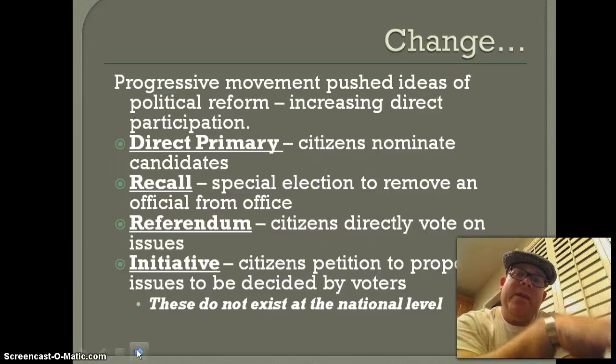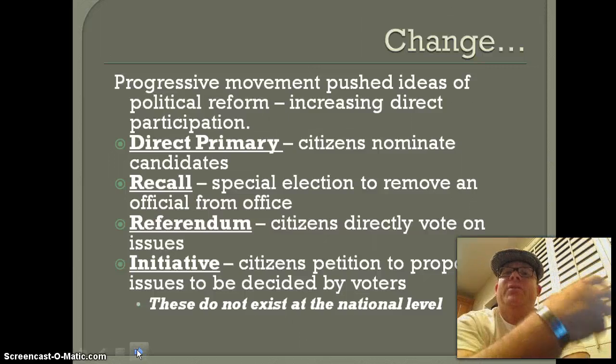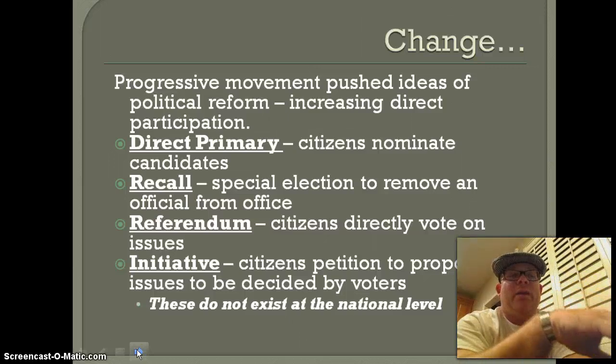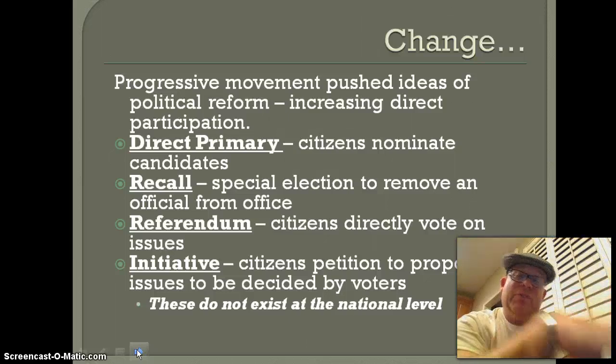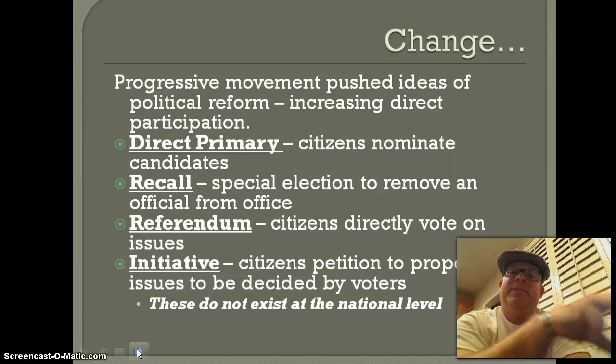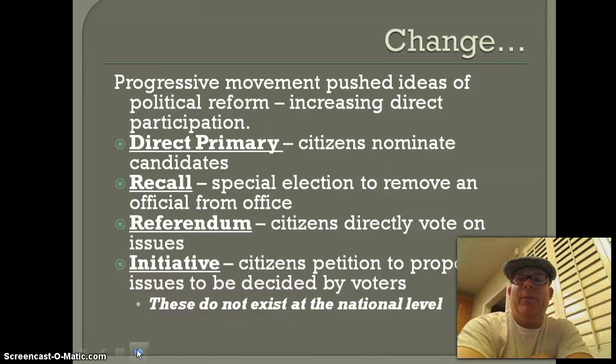So three examples there, again, of changes to the way Americans vote. Now, those three items, the recall, referendum, and initiative, do not exist at the national level. Those are state-level devices that are used to increase participation and action by regular Americans.